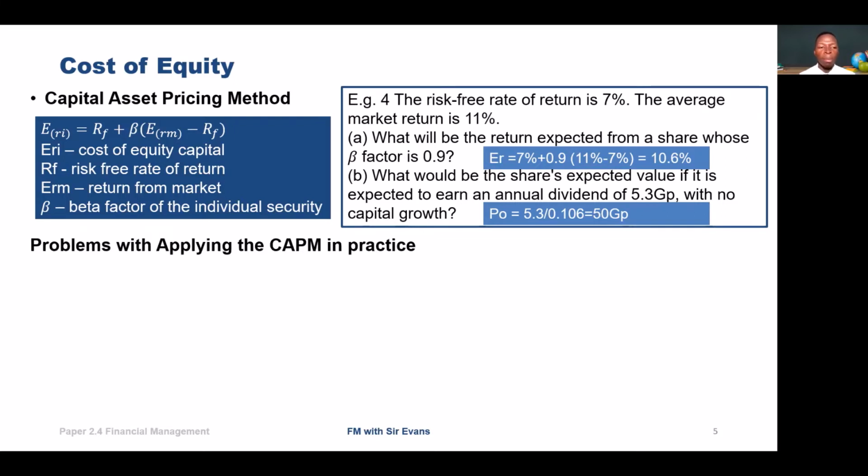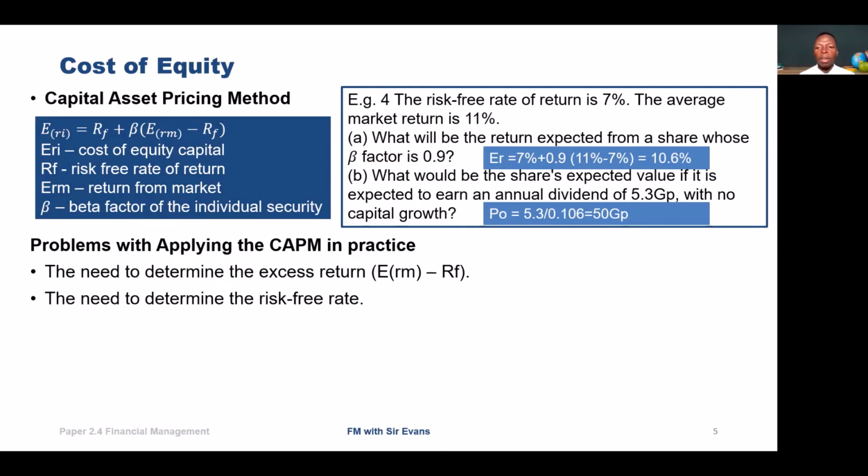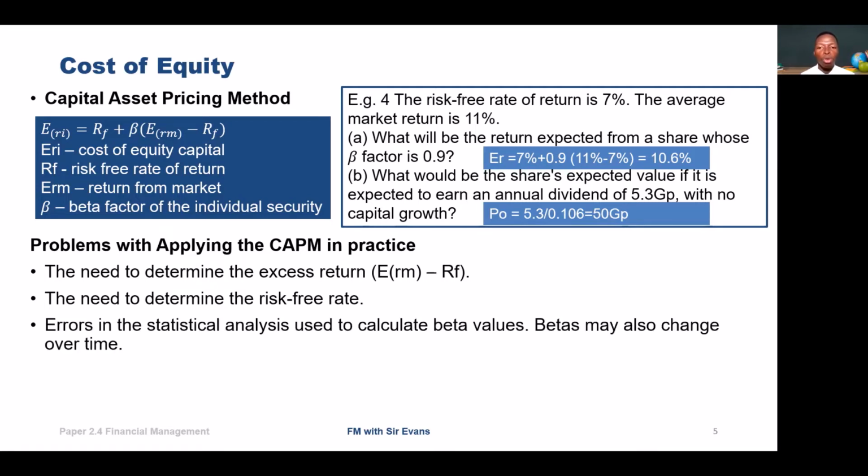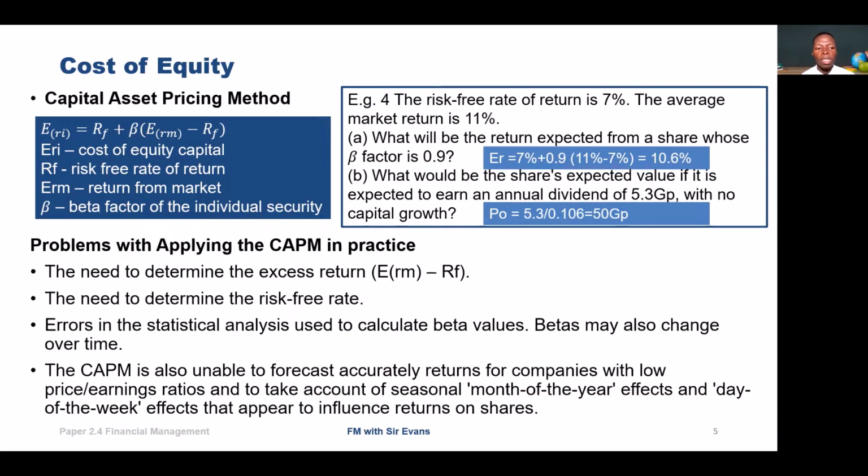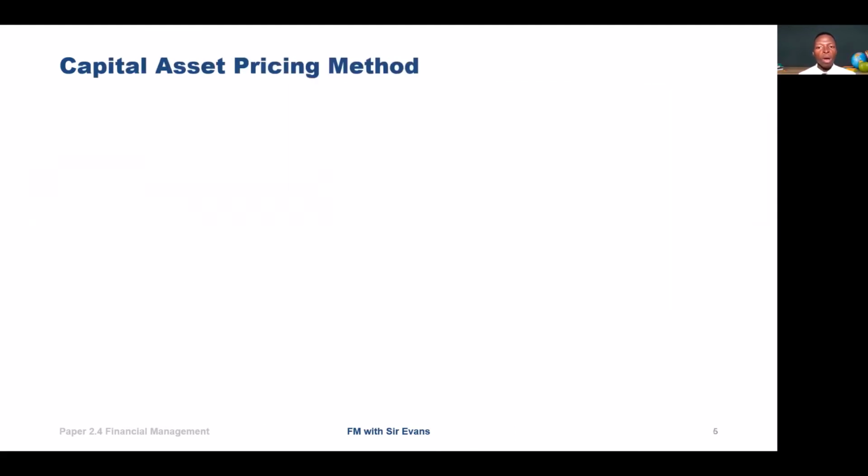However, there are some problems in applying CAPM in practice. We need to determine the excess return, and also we need to determine the risk-free rate. There could also be some errors in the analysis which is used to calculate the beta values, and the beta values may also change over time. Now, the CAPM is also unable to forecast accurately the returns from companies who have very low PE ratios, and also there may be some adjustments that will be involved due to some seasonal effects and also daily effects. Okay, so we move on.